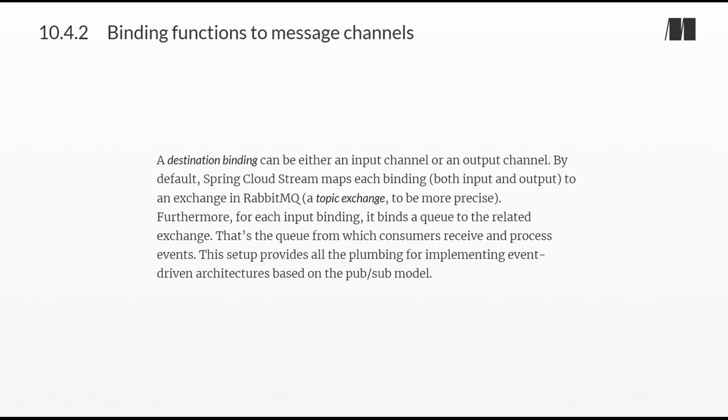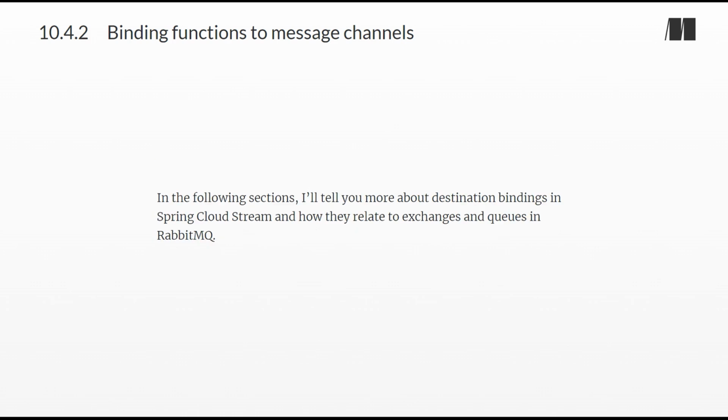A destination binding can be either an input channel or an output channel. By default, Spring Cloud Stream maps each binding, both input and output, to an exchange in RabbitMQ, a topic exchange to be more precise. Furthermore, for each input binding, it binds a queue to the related exchange. That's the queue from which consumers receive and process events. This setup provides all the plumbing for implementing event-driven architectures based on the pub-sub model. In the following sections, I'll tell you more about destination bindings in Spring Cloud Stream and how they relate to exchanges and queues in RabbitMQ.